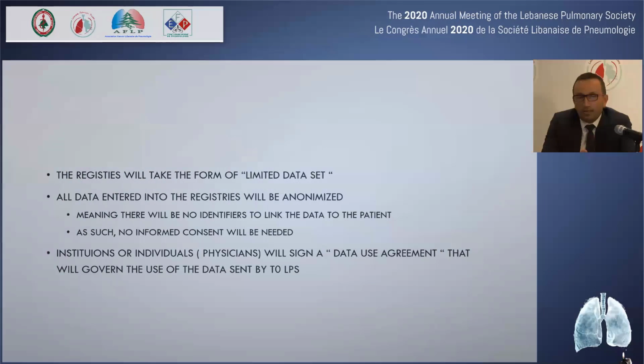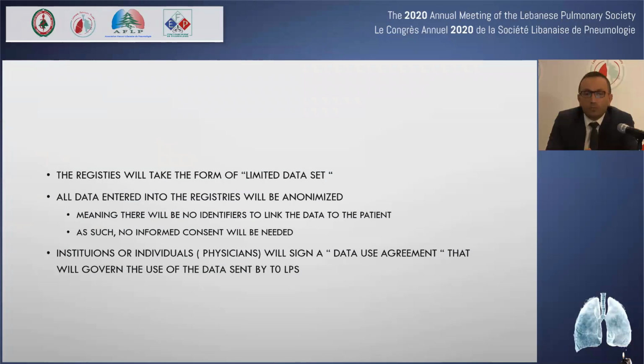Before the why, the registries will take the form of a limited data set. What does that mean? It means that all data entered into the registries will be anonymized, meaning there will be no identifiers to link the data in the registry to the patient. So as such, no informed consent will be needed from the patient, because we cannot know who the patient is. This is a form that is used in multiple places internationally, and we're going to adopt it.